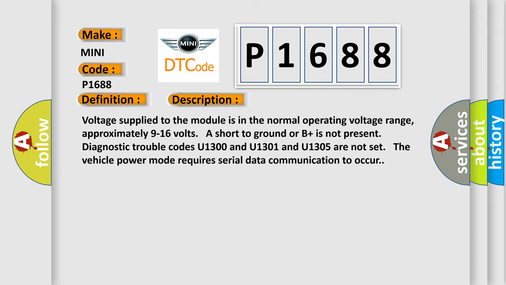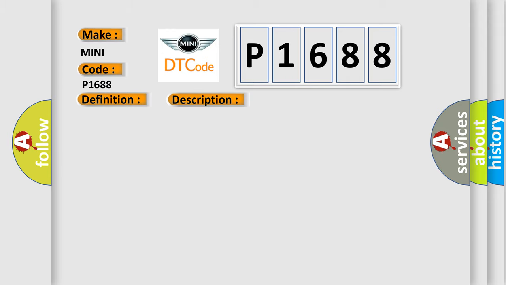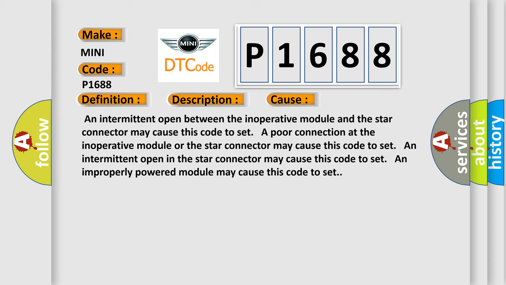This diagnostic error occurs most often in these cases: an intermittent open between the inoperative module and the star connector may cause this code to set, a poor connection at the inoperative module or the star connector may cause this code to set, an intermittent open in the star connector may cause this code to set, an improperly powered module may cause this code to set.